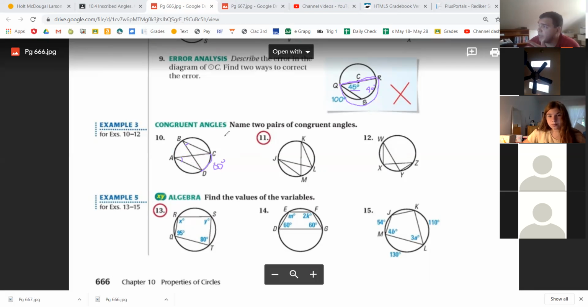So one pair that's congruent is A and B. I should write it correctly. Angle A is congruent to angle B. And another pair that's congruent is that this angle here and this angle here share the same opening over here. So that means C and D is congruent also.